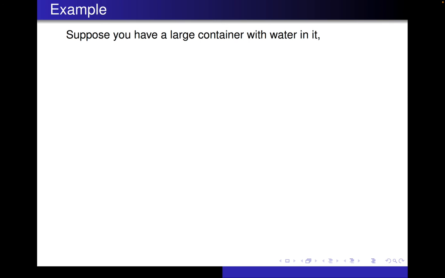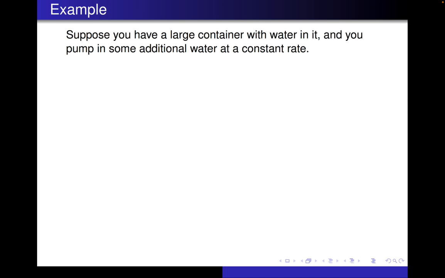So let's suppose we have a large container with water in it. We don't know how much water there is in the beginning, but we do know that we are going to pump in additional water at a constant rate, which means the rate of change of the amount of water in the container is going to be constant. That gives us a linear function.